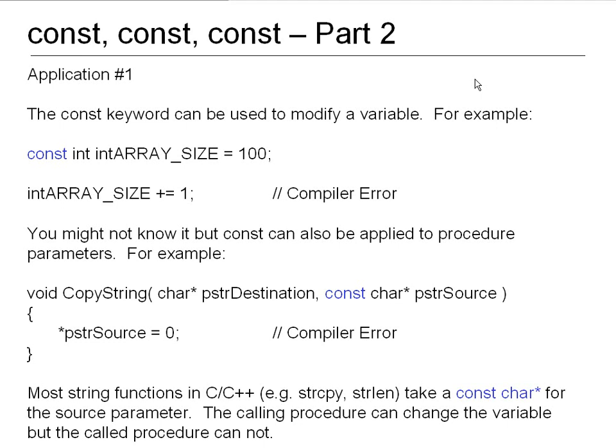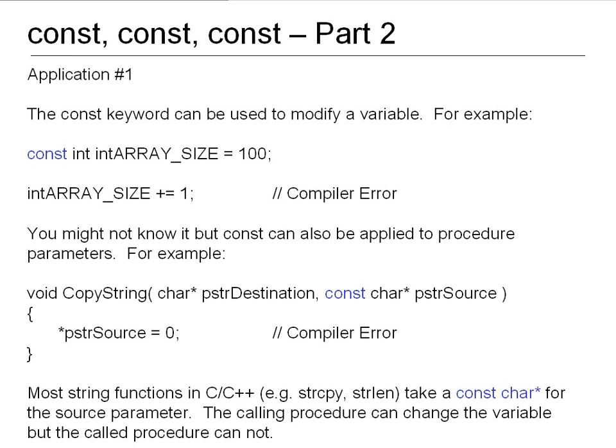Application number 1. The const keyword can be used to modify a variable. For example, const int arraySize = 100, and it turns it from a variable into a constant. If you try to modify a constant, you will get a compiler error.